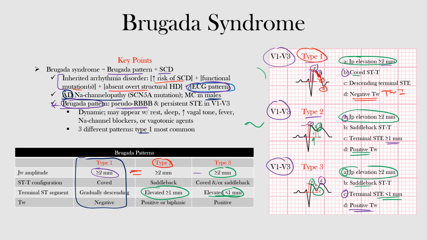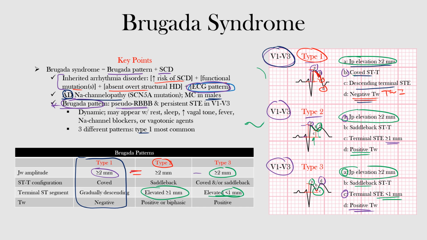Remember, this is a dynamic pattern, and it may appear at rest, at sleep, when you have a greater vagal tone, patients with fever, if you give sodium channel blockers or vagotonic agents, okay? So again, remember, there are three different types, and type 1 is that most common. You want that. We'll go over that one here. Remember, looking at the right precordial leads, J-point elevation of at least 2 millimeters, coved STT configuration, descending terminal ST elevation, and a negative T wave, okay?